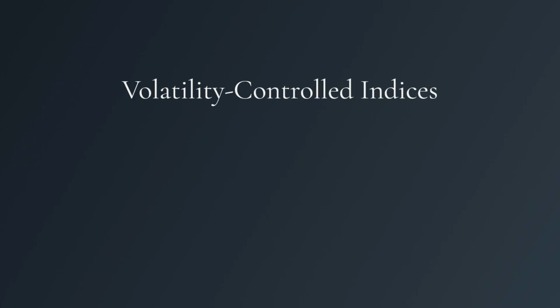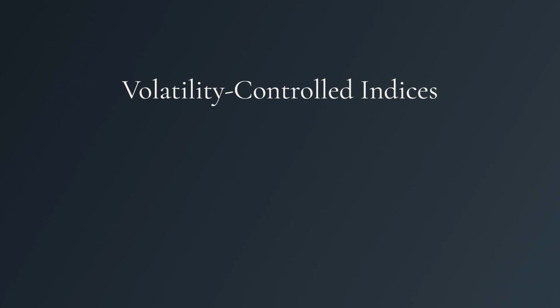Volatility-controlled indices. This is one of the most important design classes inside modern FIAs. Volatility-controlled indices maintain a target volatility, often in the 5% to 8% range. How they work. When volatility rises, the index reduces exposure to risky assets. When volatility falls, the index increases exposure. The goal isn't to beat the market. It's to maintain a stable risk environment that the FIA can hedge efficiently.